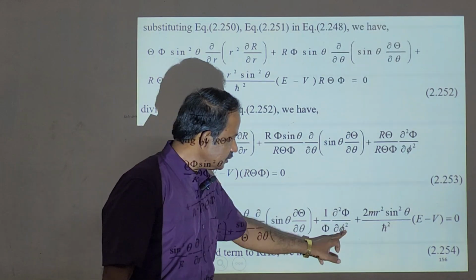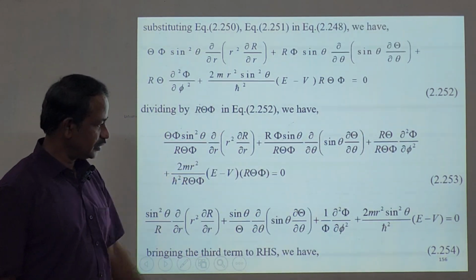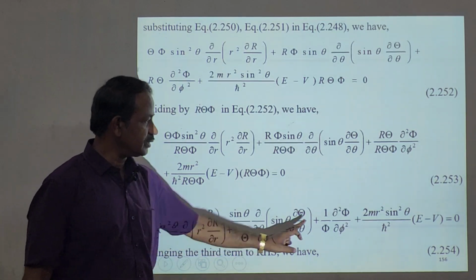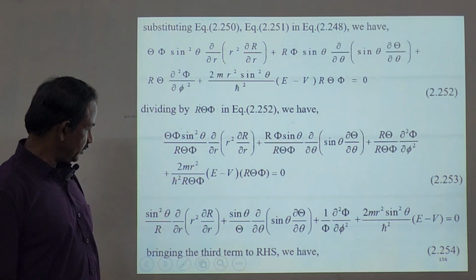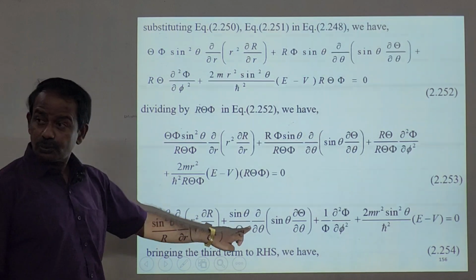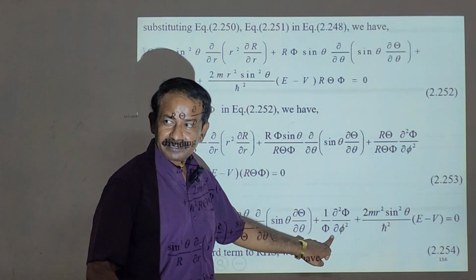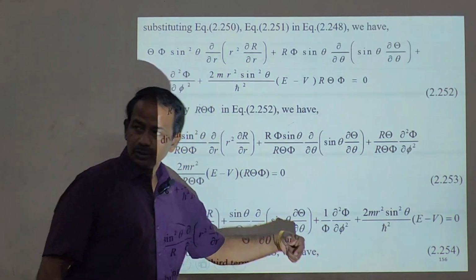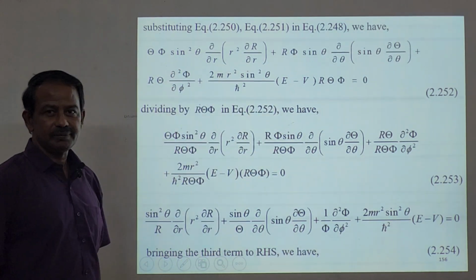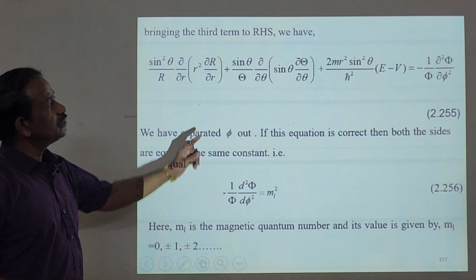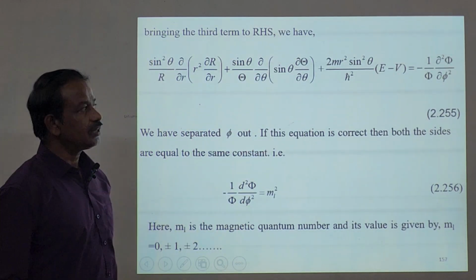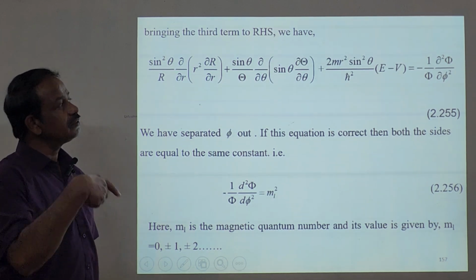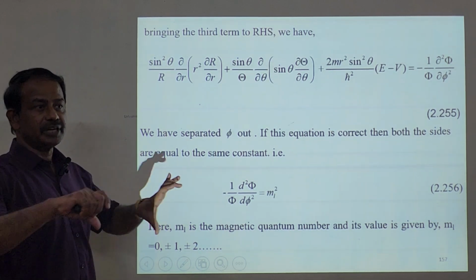Now just bring this term to the right hand side. This term depends only on phi. Look at the first term, second term, third term. It depends on r and theta. It depends only on theta. It depends only on phi. It depends again on r and theta. Correct? So we can bring this term to the right hand side. We have separated the phi term out. All the other terms will be on the left hand side. Only one term I am going to bring to the right hand side. Now we have separated phi out.